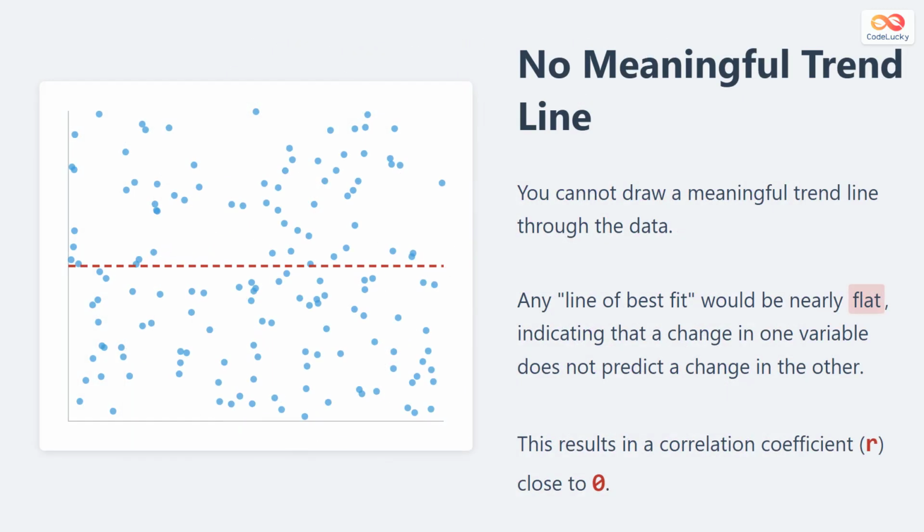If you were to try and draw a line of best fit through this data, the line would be almost perfectly flat or horizontal. This indicates that a change in the variable on the horizontal axis does not lead to any predictable change in the variable on the vertical axis. The correlation coefficient, or R value, for such data is very close to 0.